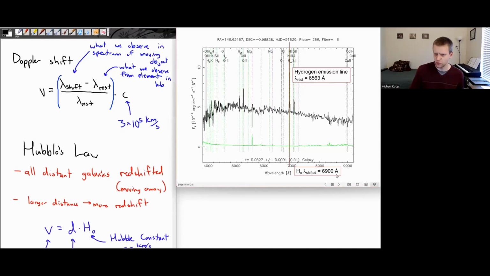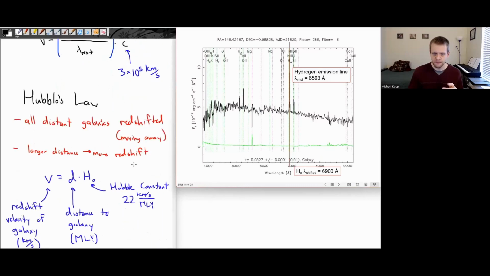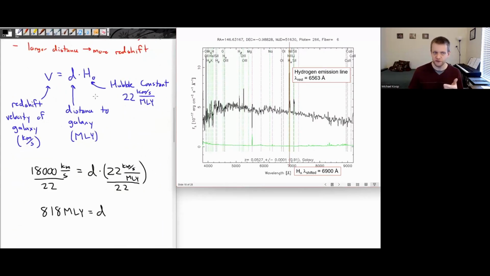In fact, I think this was the one that we did before. So pause the video, redo that calculation if you don't remember what we got for that one. And then once you have that velocity, try to finish off the Hubble's law part of this and calculate what is the distance to that galaxy. So pause the video and try to go through these calculations.